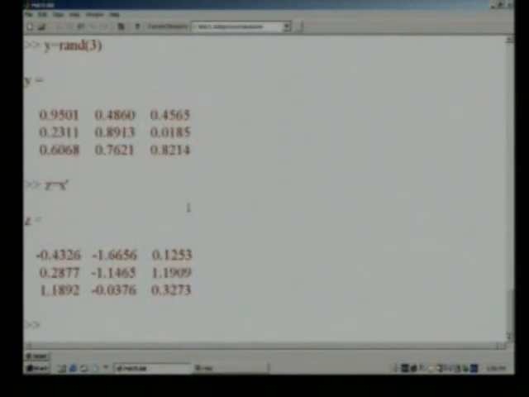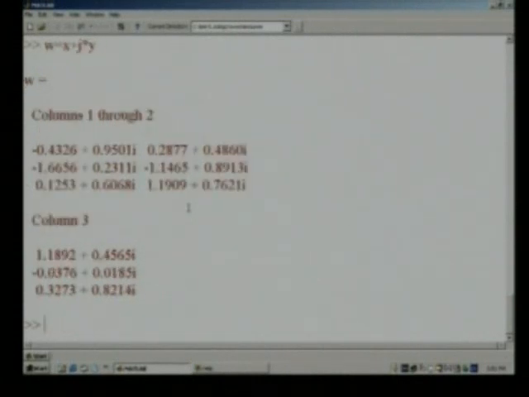But suppose I have a matrix W is equal to X plus J into Y. What does X plus JY signify? That means W is a complex matrix whose real part is X and the imaginary part of its element is Y. So therefore this becomes a complex matrix. Suppose I write that U is equal to W transpose. You see, this is a 3 by 3 matrix.